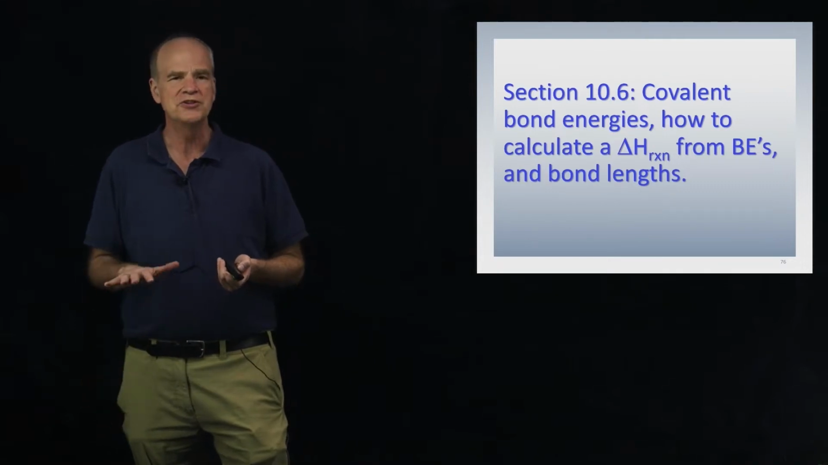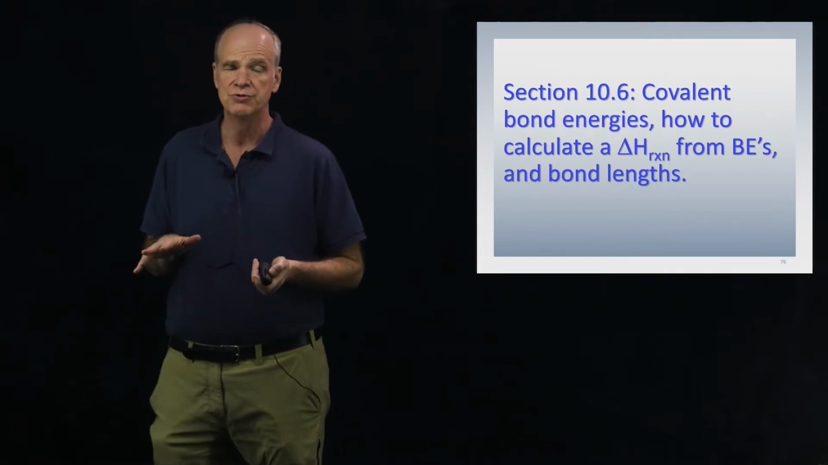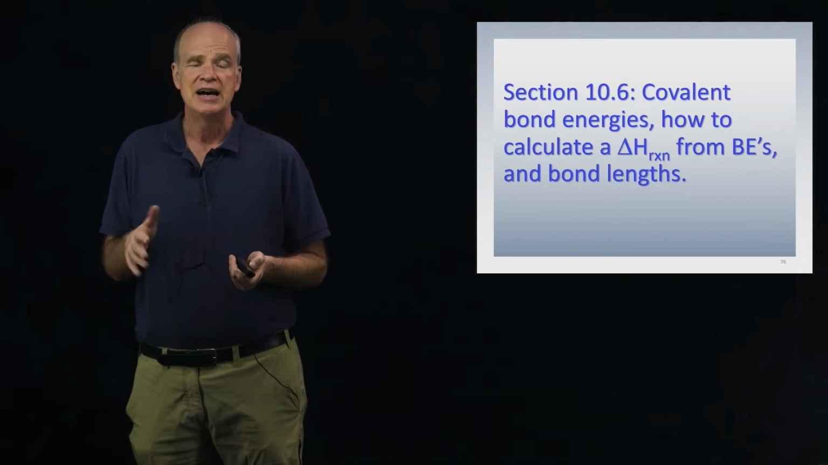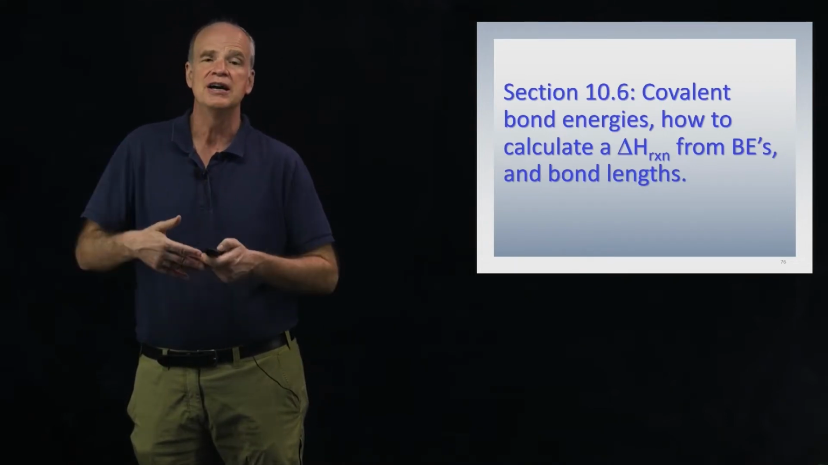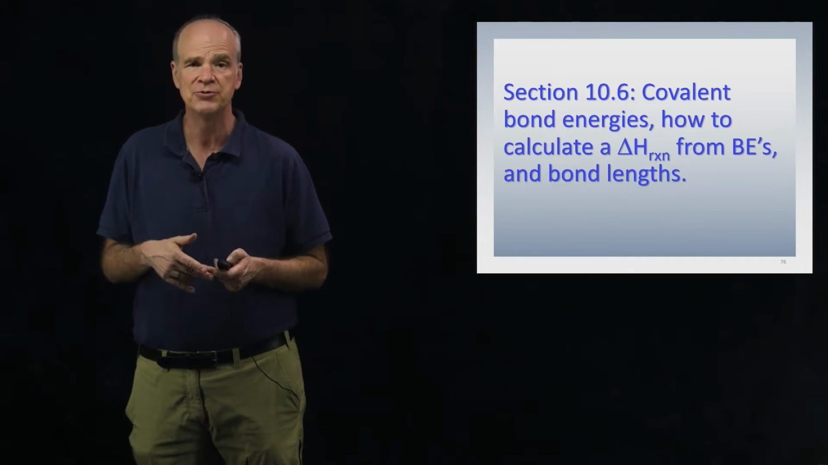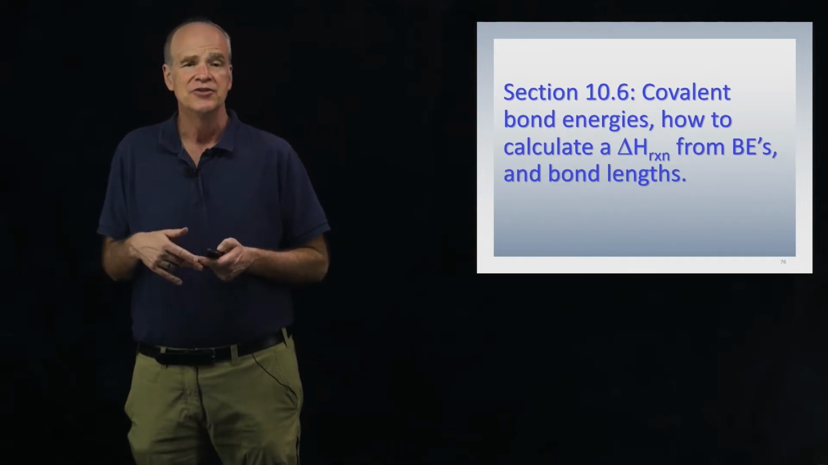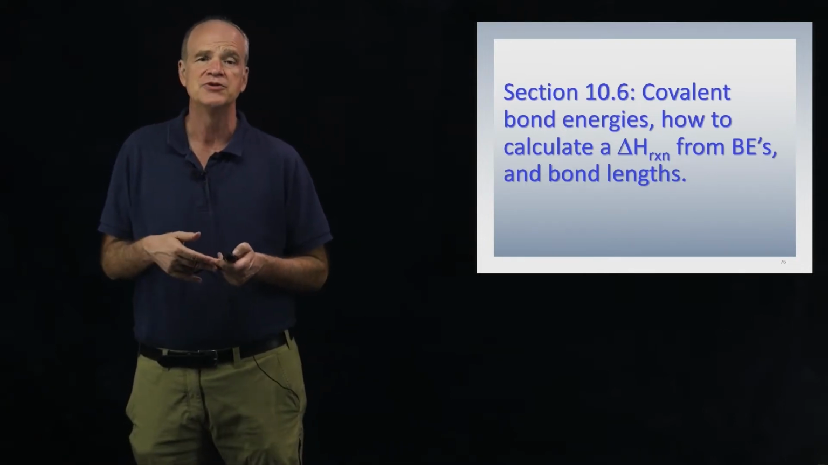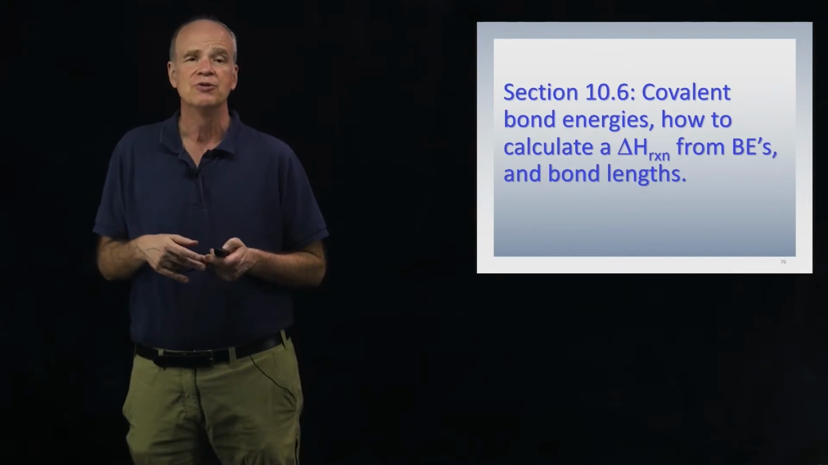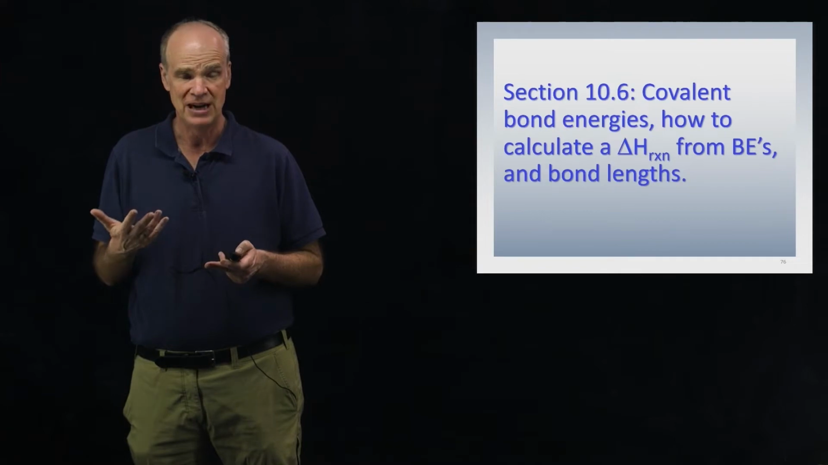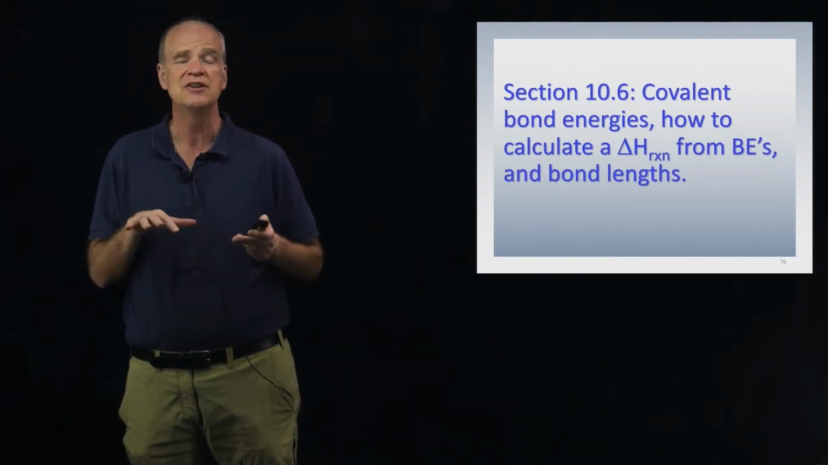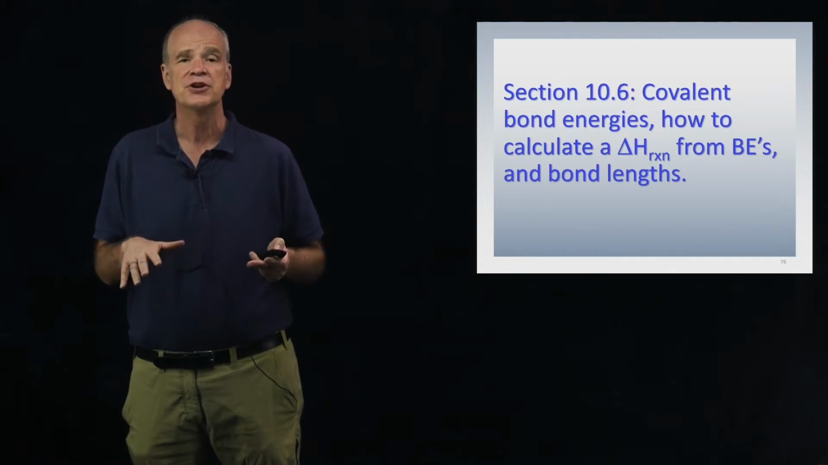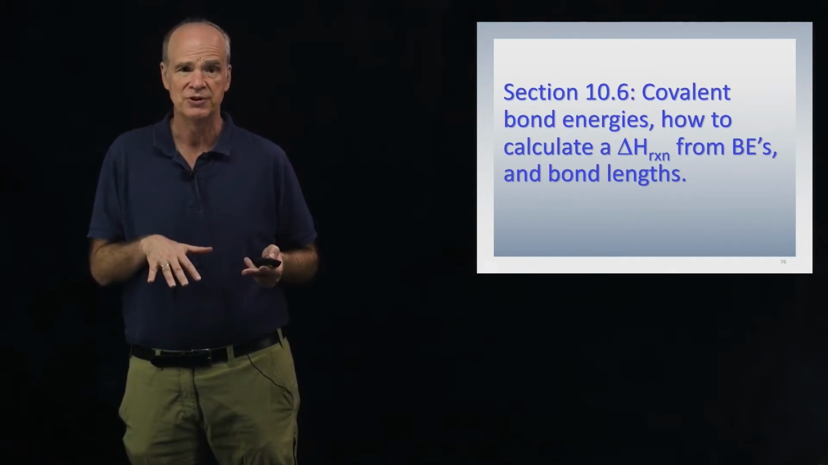So one of the things you probably have seen when you were drawing Lewis structures is that you can have atoms bonded together in several different ways. Oftentimes you have atoms bonded together with a single bond. Sometimes you have a double bond, sometimes you have a triple bond. And so what you'll find is that you'll need different amounts of energies to break those bonds. And so I need to talk about that and how to use that information to figure out the change of enthalpy of chemical reactions.